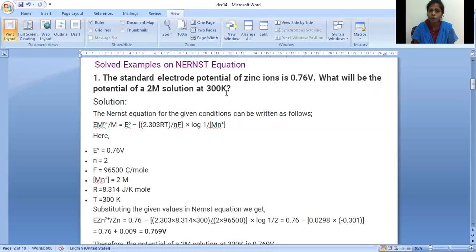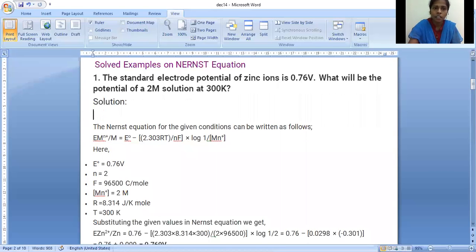So we know how to write the reaction. Zinc is giving rise to Zn plus 2 plus 2 electrons. So that is the reaction for zinc. Yes. So what is the reaction for zinc? Zn giving rise to Zn plus 2 plus 2 electrons. Yes. So this is the reaction.